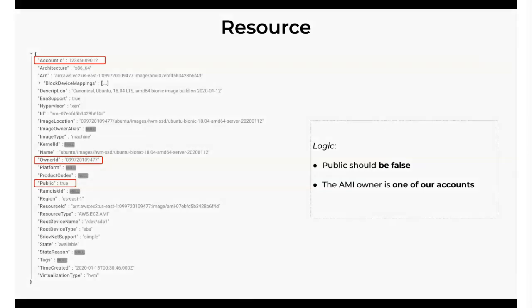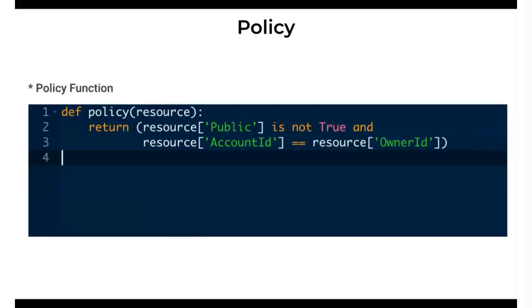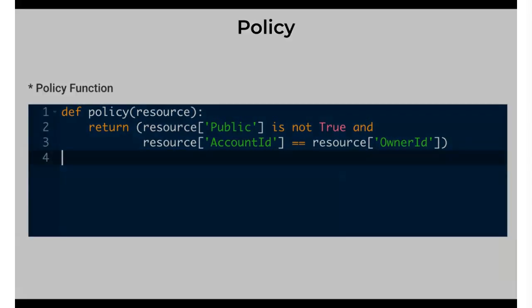So we use this logic to build it into our policy. Our policy is just a Python function taking an argument of a resource, and we're checking these attributes based off of the logic that we just discussed. So we're saying public is not true, and the account ID is equal to the owner ID. This would alert on anything that we're scanning, on any accounts that we own. If we wanted to restrict it to certain accounts, we would just say resource account ID is in our account ID list, which we can define as another Python variable.